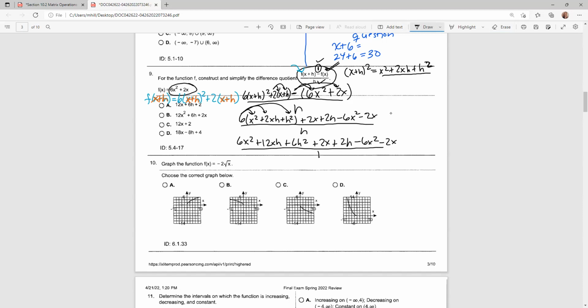All over h. And remember that everything should go away unless it has an h in it. So at this point, 6x squared minus 6x squared, 2x minus 2x, and everything else that's left should have an h in it. And I like to split them up so that it's easier to see how the h cancels out. Because this is going to go away. One of these h's takes away one of these, so I still have one. And this h takes away this h, so you've got 12x plus 6h plus 2.